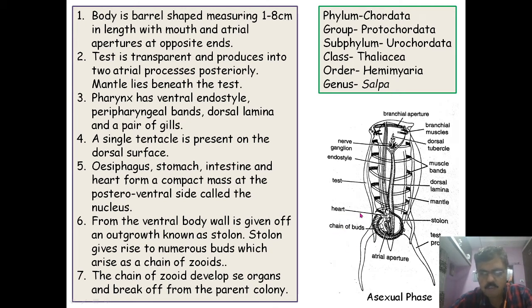The chain of zooids develops sex organs and breaks off from the parent body. This means this chain of buds will develop the sex organs, and that will give rise to the sexual phase, and therefore in this Salpa also the alternation of generation is there. If you observe the muscle bands, these muscle bands are incomplete, and therefore it is included under the Hemimyaria.